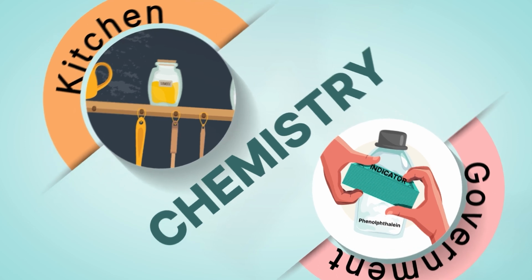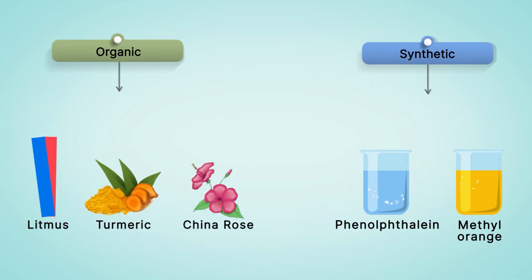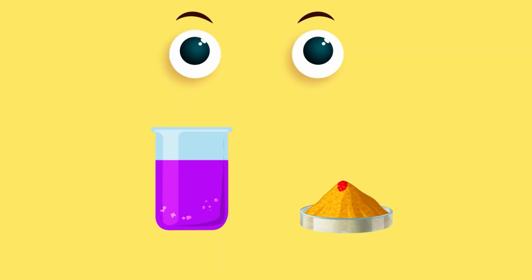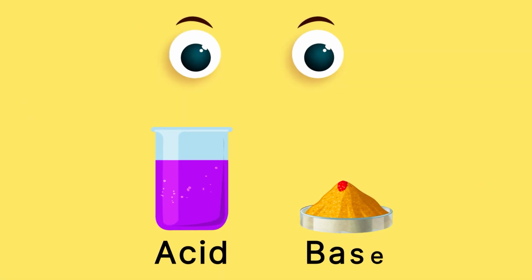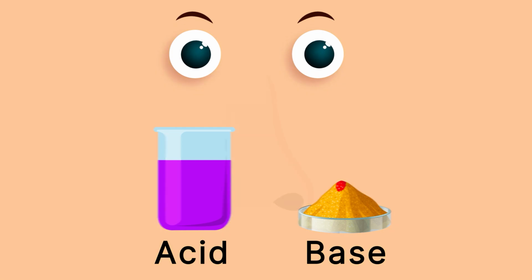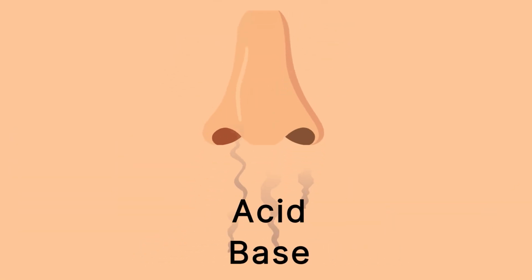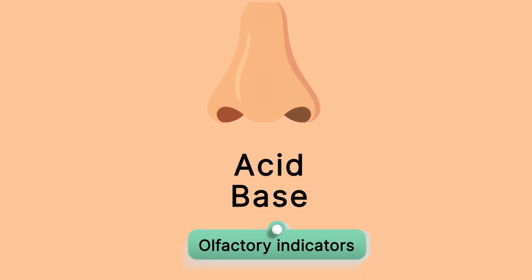Well, now tell me what is common in all the synthetic and natural indicators we just discussed. Something to do with colors, right? That means they can visually determine if the given substance is an acid or a base. What if I tell you there are some compounds that help us to detect acid or base by smell? Hence, they are known as olfactory indicators.